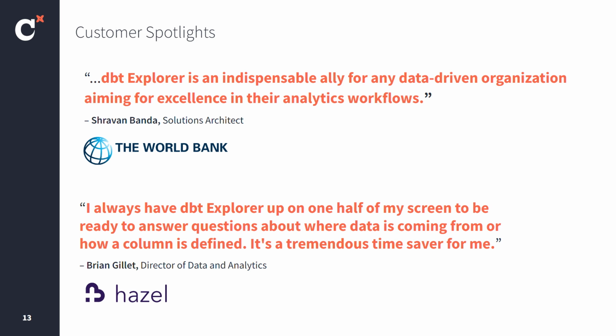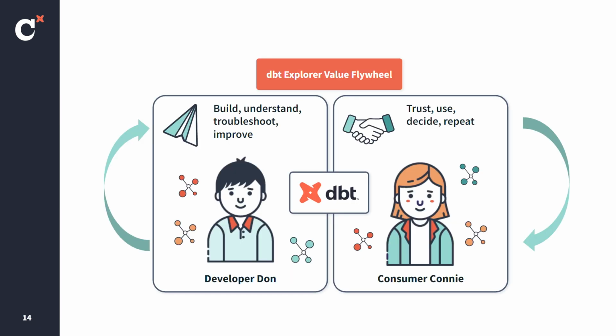So we have a lot of conviction in this product and how it helps stakeholders and producers stay aligned. But we think this is because of what we call the dbt Explorer value flywheel. Dawn can use Explorer to really build, understand, and troubleshoot the pipeline and improve it. For Connie, who can take the data, understand context, build trust in it, use it, and this kind of repeats, right? This is what a flywheel is.